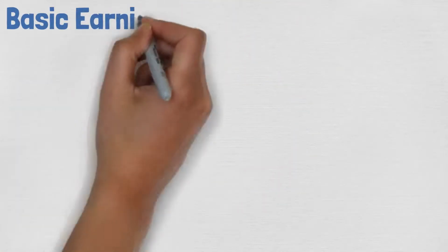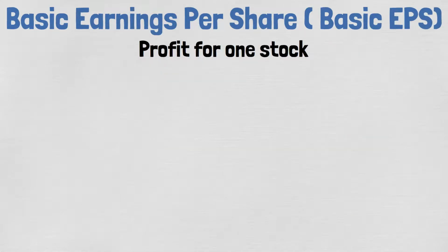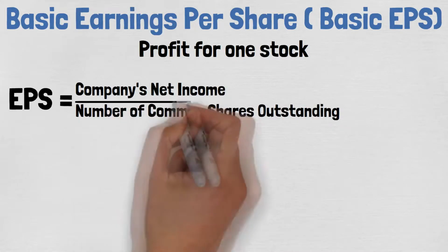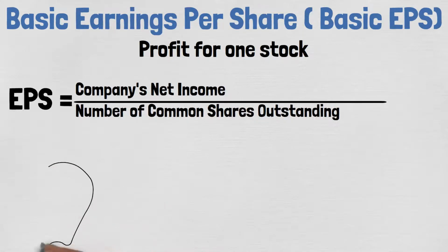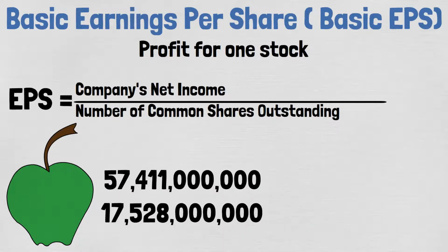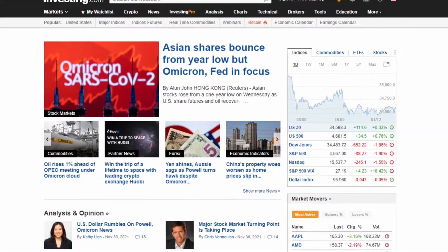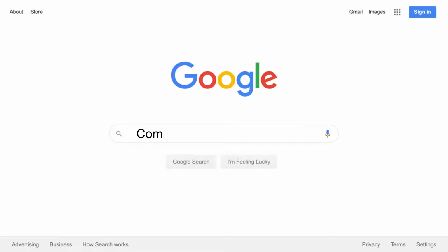Basic earnings per share, also known as EPS, means the company's profit for one stock. It is calculated simply by dividing the company's profits by the outstanding shares. For example, Apple's 2020 net income was $57.4 billion and it had 17.3 billion shares outstanding, so the EPS is 3.28. You can find all this information from different financial websites or simply by googling Company X income statement.